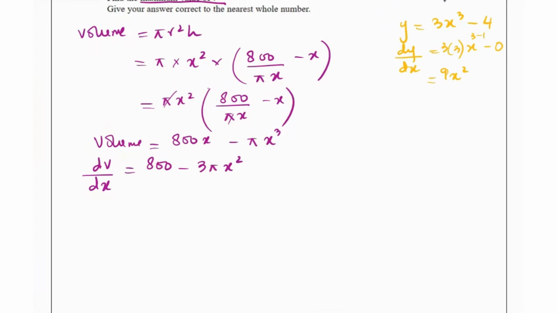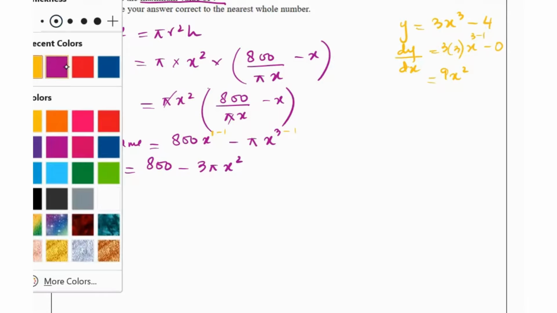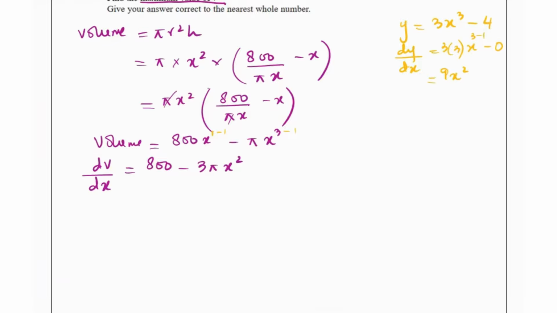So just like this, x has a power of 1. I bring the power down. 800 times 1 is 800. Subtract 1 from the power. 1 minus 1 is 0. X to the power of 0 is 1, so that's why it's just 800. For pi x cubed, 3 comes down, becomes the coefficient. Subtract 1 from the power, so that's 2. So that's how you differentiate.